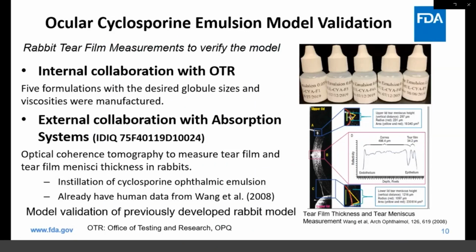Internally, OTR in the Office of Pharmaceutical Quality has successfully manufactured 5 formulations with the desired globule sizes and viscosities. Externally, Absorption Systems is applying the prepared formulations to rabbits to measure tear film and tear film meniscus thickness.